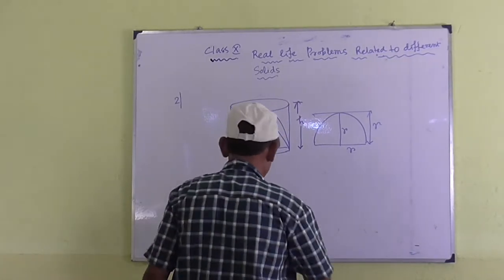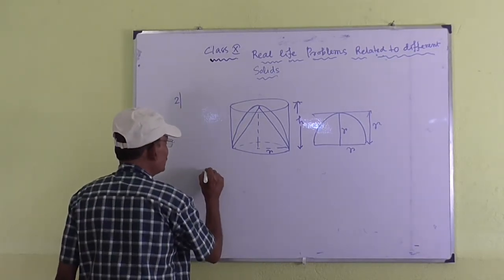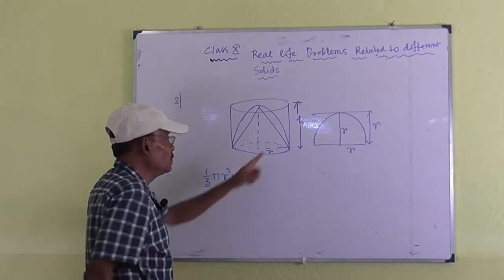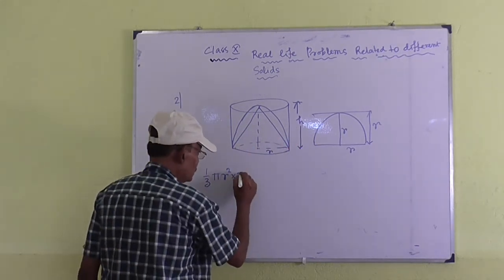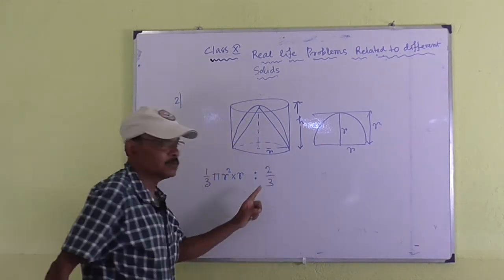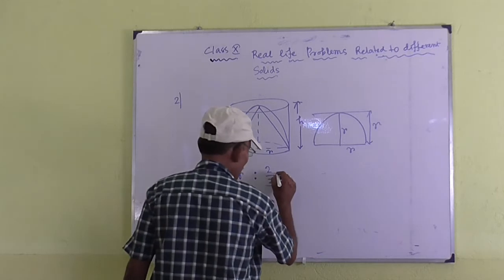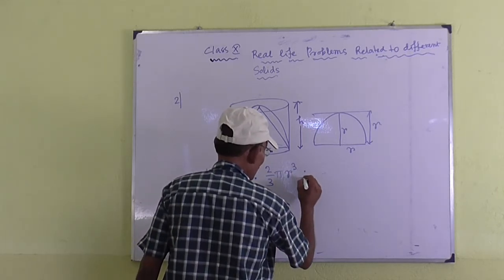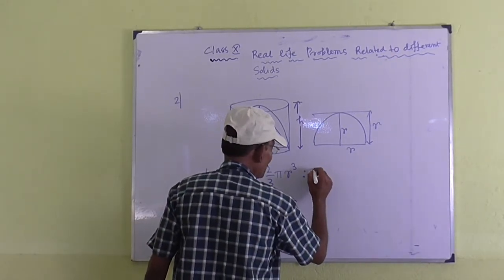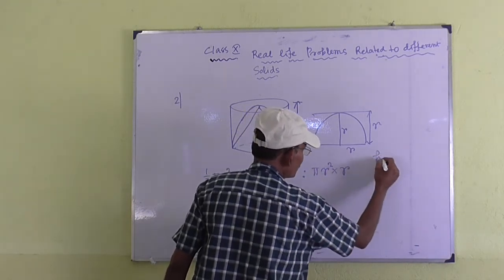So, the ratio of the volumes of the three solids: the volume of the cone will be 1/3 pi r square into h, where h is r. The volume of the hemisphere will be 2 by 3 pi r cube. And then the volume of the cylinder will be pi r square into h, because h means r.